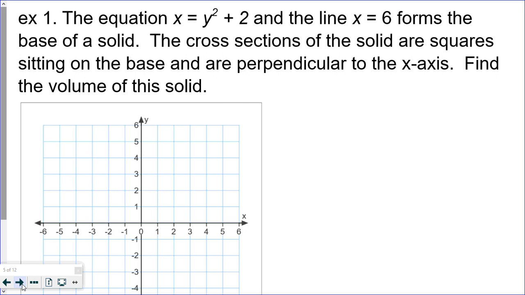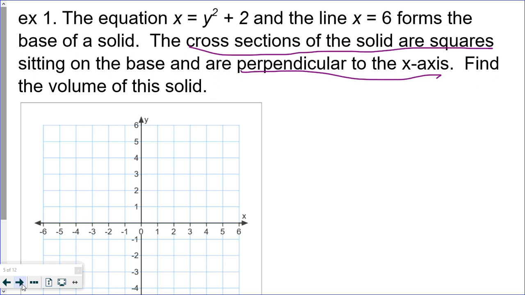But anyway, okay. The equation x equals y squared plus 2, and the line y equals 6 forms the base of a solid. The cross sections of the solid are squares, so we've got cross sections that are squares sitting on the base and are perpendicular to the x-axis. Find the volume of this solid.